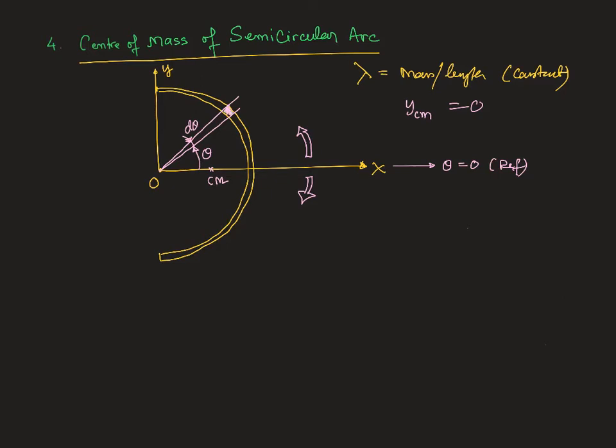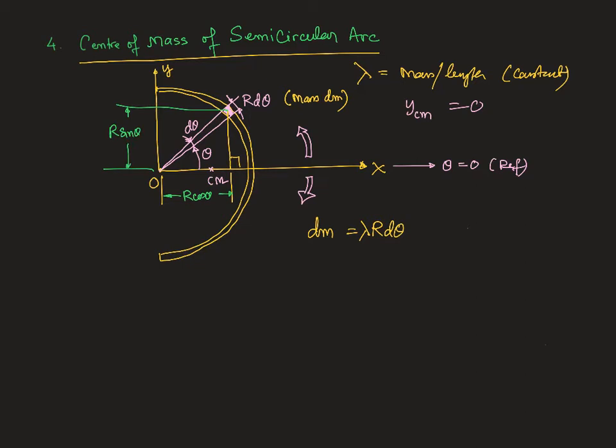So this part of the length is r d theta, the radius of the arc multiplied by the angle subtended at the center of curvature. Now this part has mass dm. So we can write dm equal to lambda times r d theta. If you drop the perpendicular from here, you get the x coordinate, which is equal to r cos theta. Y coordinate is r sin theta, but that is not required. We know that the y coordinate will be 0.